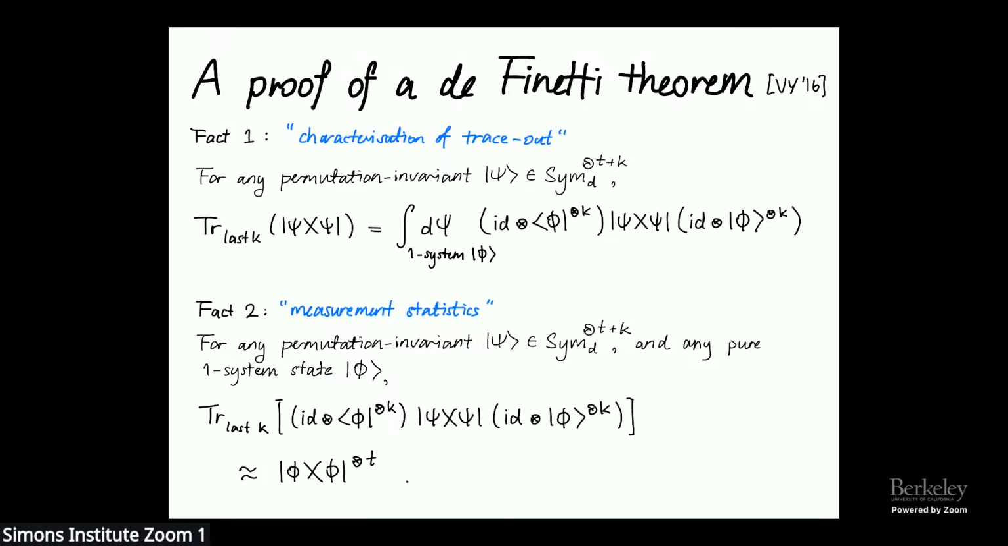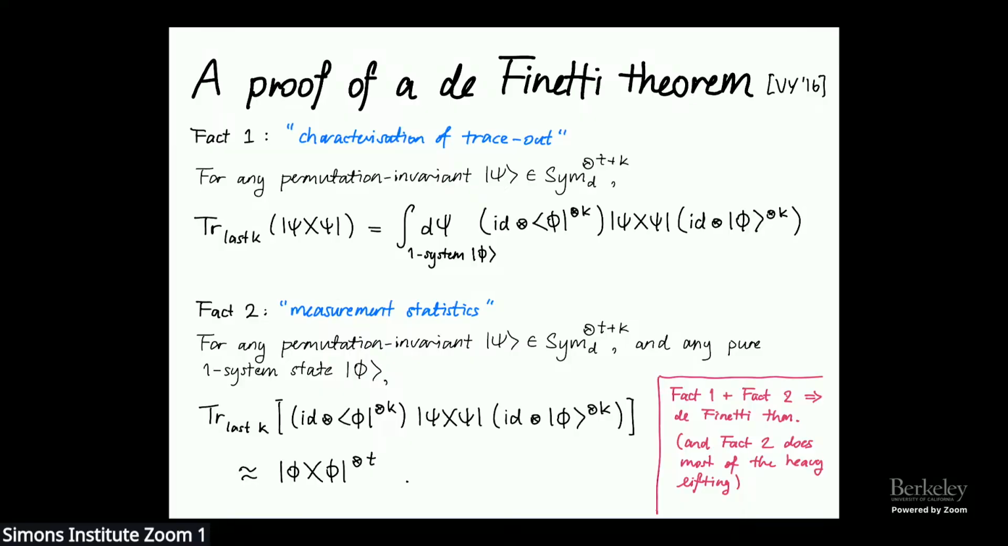So fact 2 says that for any permutation invariant psi and any pure one system state phi, tracing out the last k registers, projecting psi into k copies of phi on the last k registers, and then tracing out the last k registers should leave you with t copies of phi on the remaining registers. Remember, psi was t plus k registers. If you take the last k registers and project them, so just post-select on getting phi to the k, then the other registers should look like phi to the t. This one is much more remarkable than this one, and also harder to prove. I think I said that in the next slide.